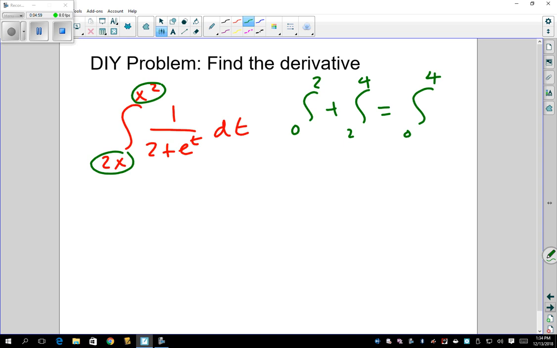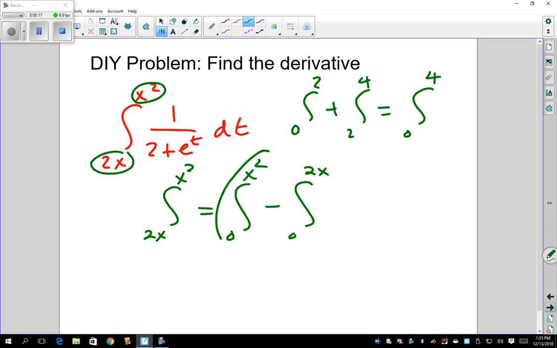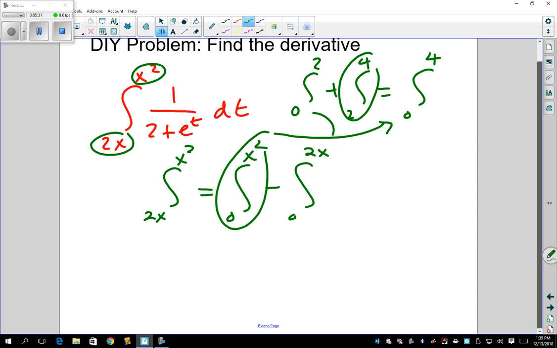And so the way I'm going to split this up is I'm going to say the integral from 2x to x squared is equal to the integral from 0 to x squared minus the integral from 0 to 2x. So this is like our whole integral, and in order to find from 2 to 4, I need to subtract 0 to 2. Again, this is just basic integral properties that we covered last quarter. We're just using them in a different scenario.